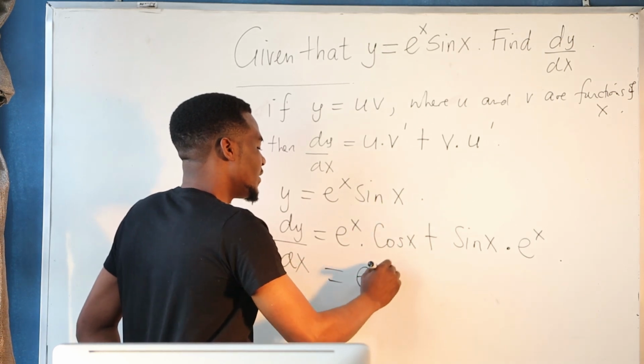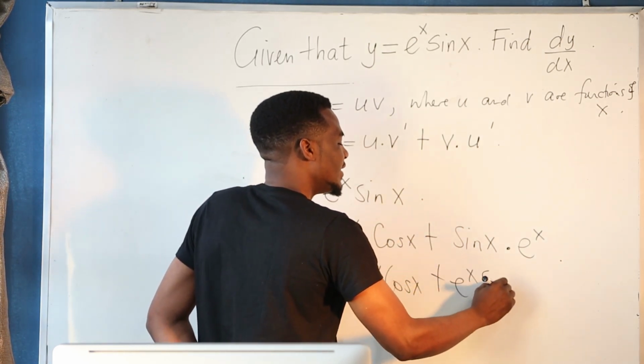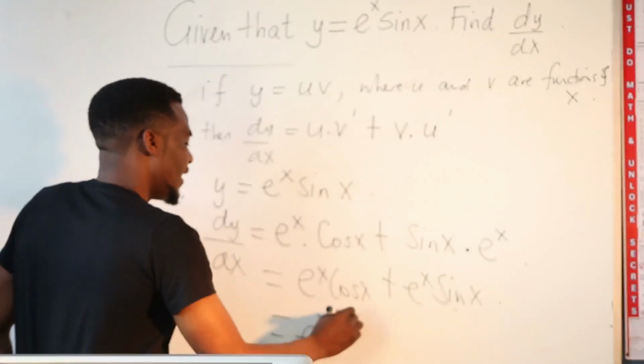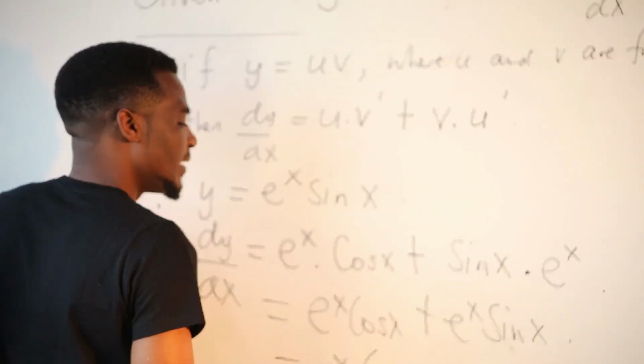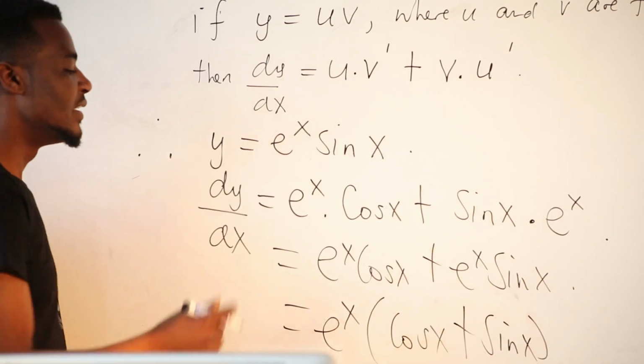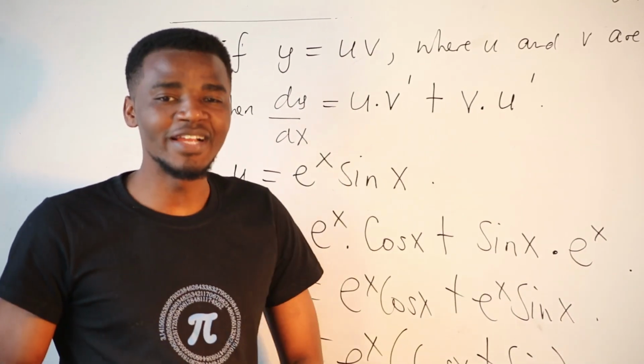This will give us e to the power of x cosine of x plus e to the power of x sine of x. We can also factorize e to the power of x and get e to the power of x times the bracket cosine of x plus sine of x. So this is what we get if we differentiate this function.